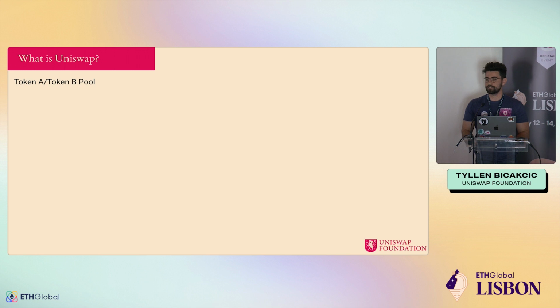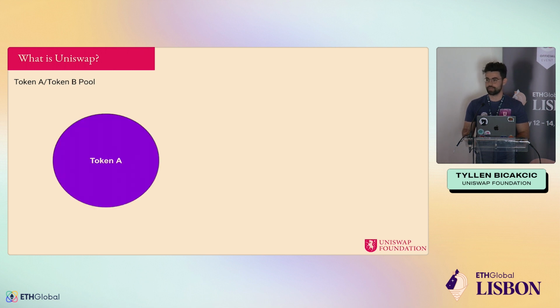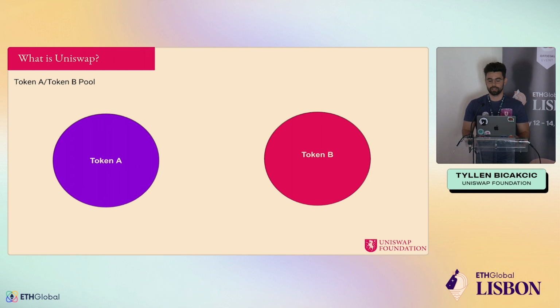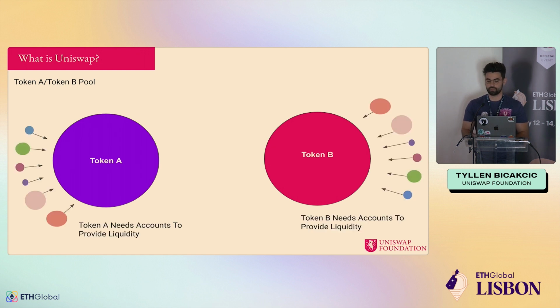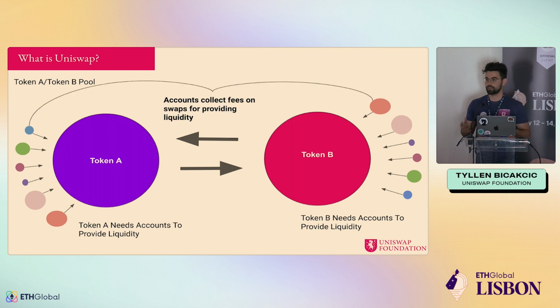So what is a Uniswap pool? Well, it consists of basically two tokens, token A and token B. So in order to swap token A for token B, you need to have people providing liquidity into this pool so that this pool can have funds to actually execute the swaps. So you have accounts that provide liquidity to both sides of the pool. And then when this liquidity is provided and when swaps occur, the people who are actually providing liquidity collect fees on these swaps. So there's a whole mechanism behind Uniswap that's not just swapping, but it's also a whole liquidity side that's very engaging and enticing for people to build on top of.